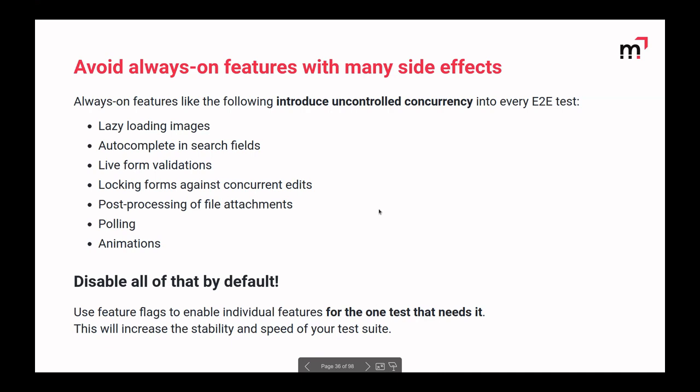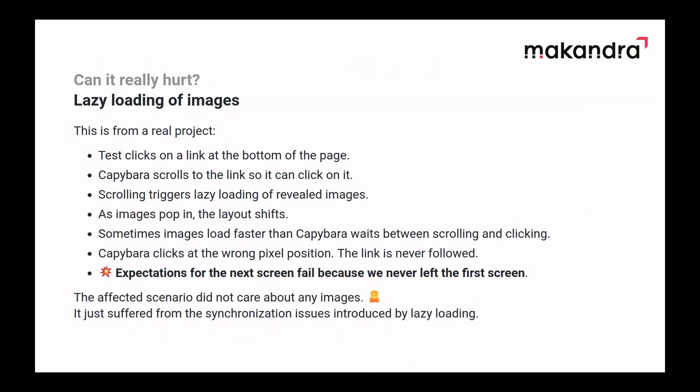And I will give maybe a few more examples. Why are these kinds of features an issue? What is it about them that they introduce this randomness into your E2E tests? Okay, maybe I will give a specific example how to implement a feature flag later.